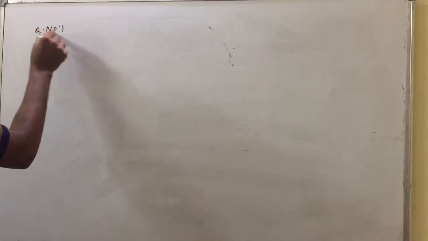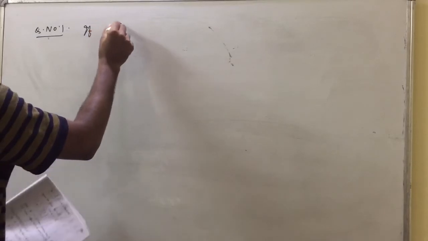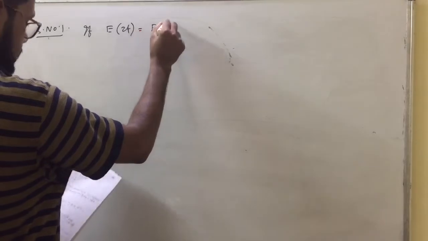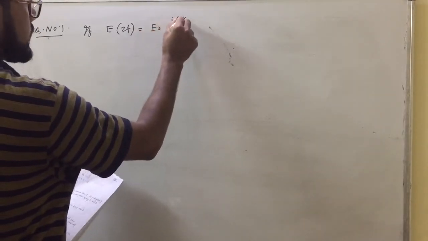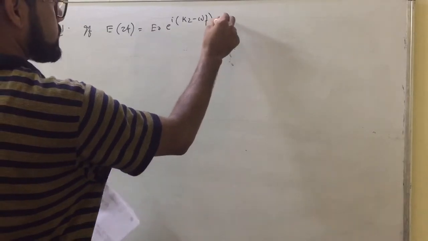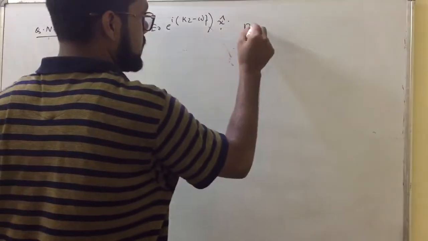See this question number one. Question number one. Okay. If the electric field E at z, t is equal to E naught e to the power i(kz minus omega t) x cap, this is the solution, then find what is the value of B.